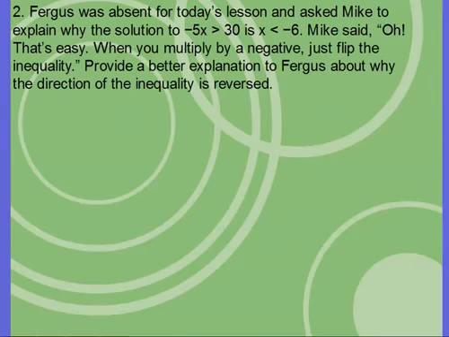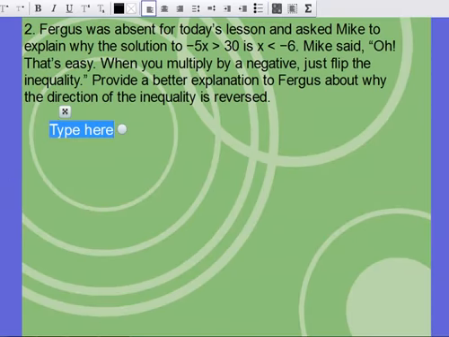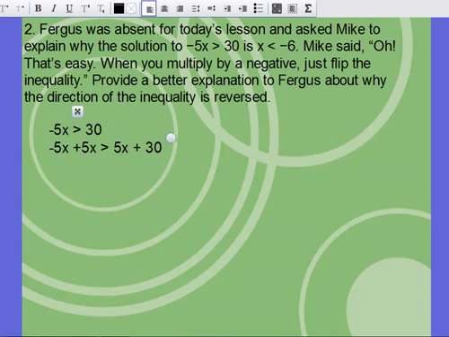So I'm going to go ahead and take my equation and just type it out. It's negative 5x is greater than 30. Now what I want to do is I want to add 5x to both sides because I know that if I move it to the other side, when I move it there, it's going to be positive. So we're going to have negative 5x plus 5x is greater than 5x plus 30. Negative 5x plus 5x becomes 0 is greater than 5x plus 30.